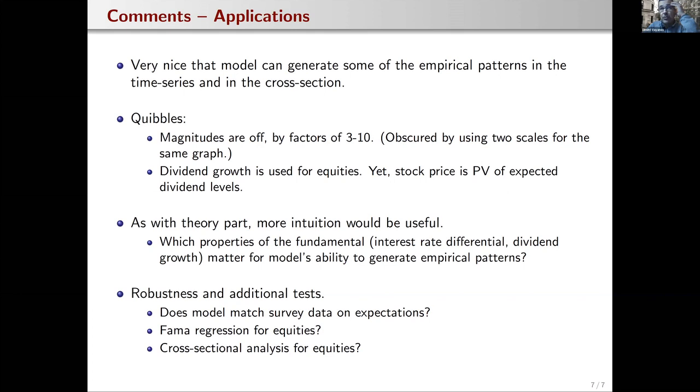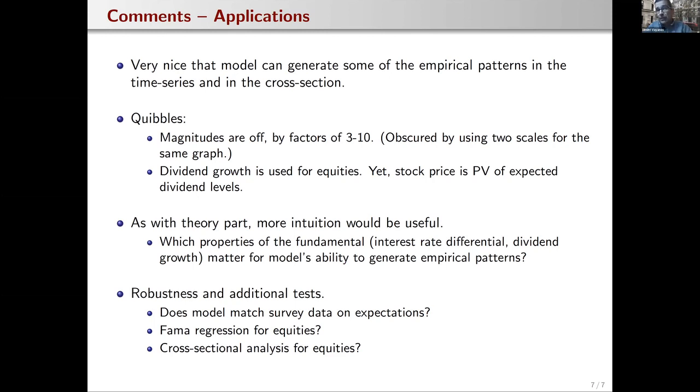But anyway, I think this needs to be addressed a bit more. So I think more intuition would be useful. That's my main comment. Which properties of the fundamental, for example which properties of the interest rate differential, really matter for the model's ability to generate the empirical patterns? For example, it seems that the way they generate this violation of UIP is that agents believe that the interest rate differential reverts quite quickly relative to how it reverts in reality. So why is this happening? Why do agents come up with a belief like that?